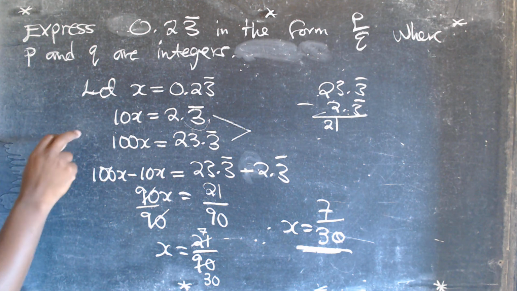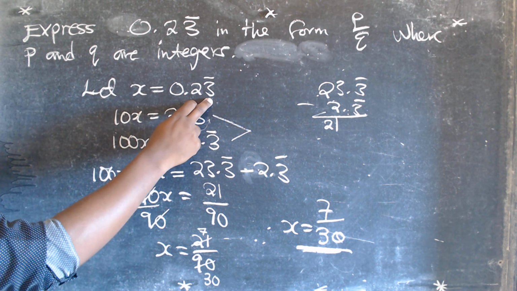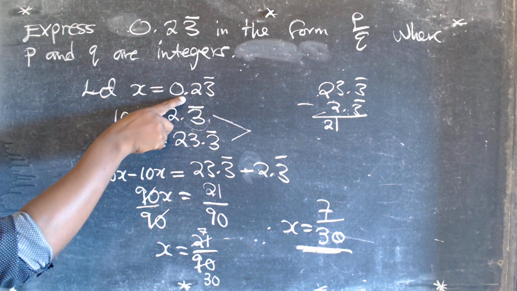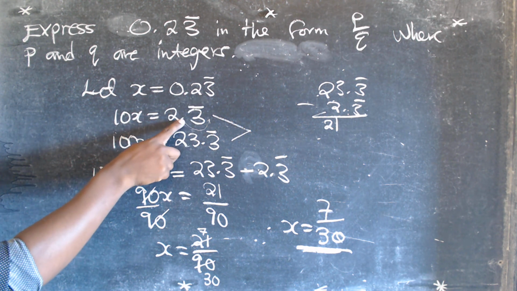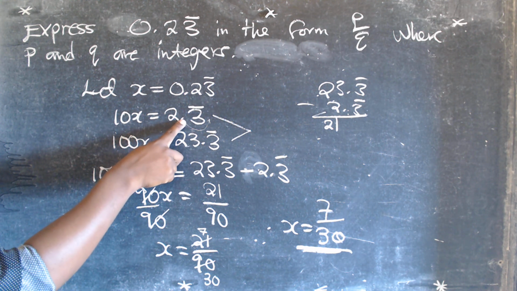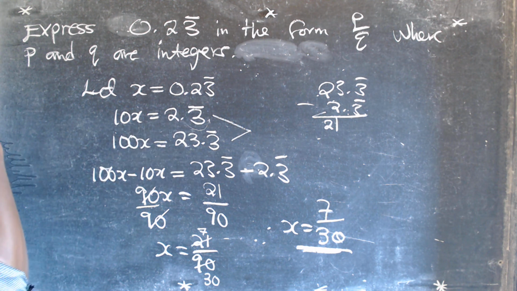The first step that you're supposed to do is to let this be equal to x. After doing that, you move this decimal so that it can be just before the bar, and then again you move it so that it can be just after the bar. That's the way you're supposed to do it.